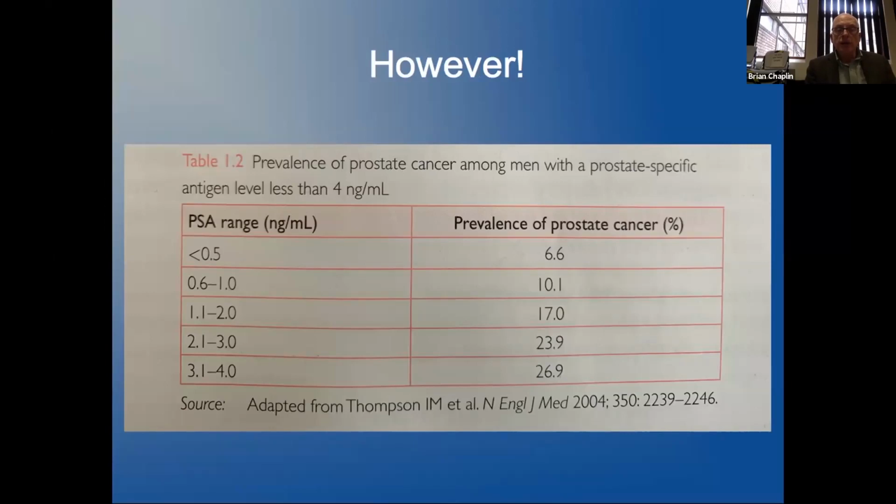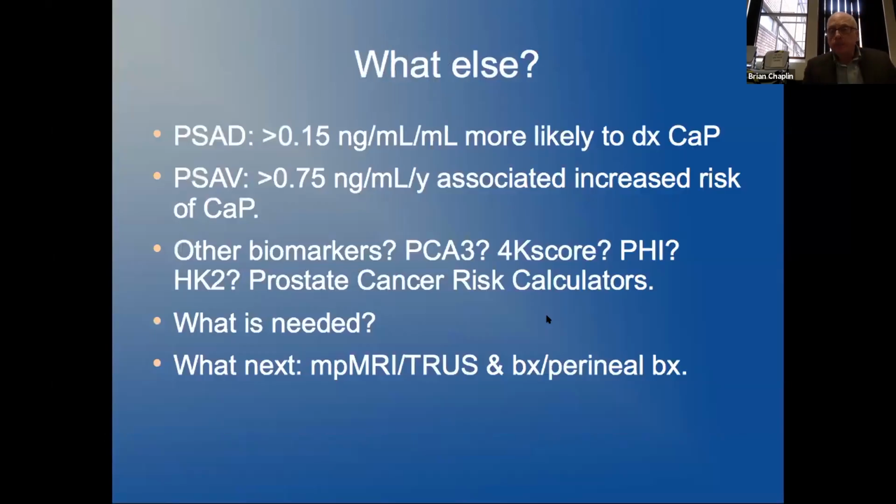But if you look at a so-called normal PSA, for example, a PSA between 3 and 4, there's still a 26% chance of finding prostate cancer. If you go to what we would consider to be a completely normal PSA of 0.6 to 1.0, one which would normally be very reassuring, then still 10% of these men have got prostate cancer. So what else do we need to look at?